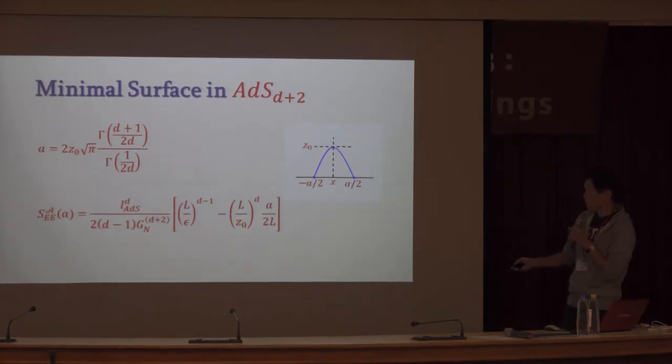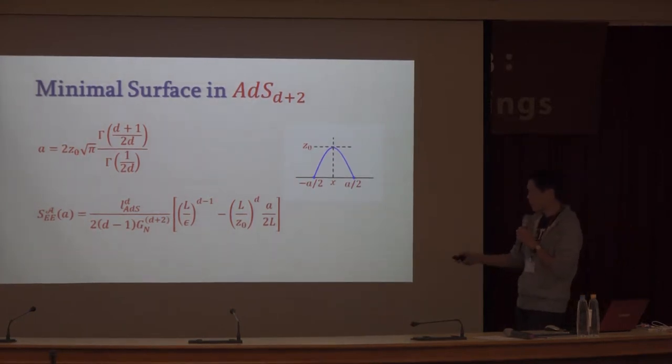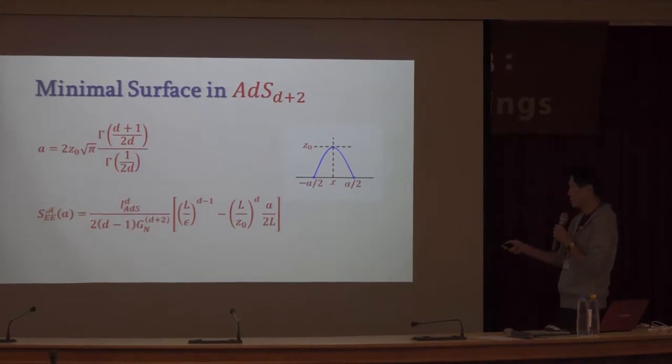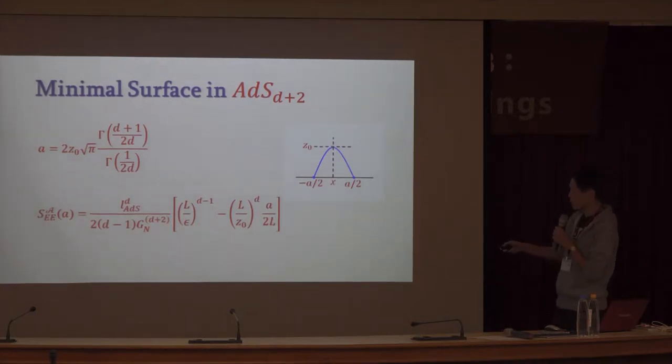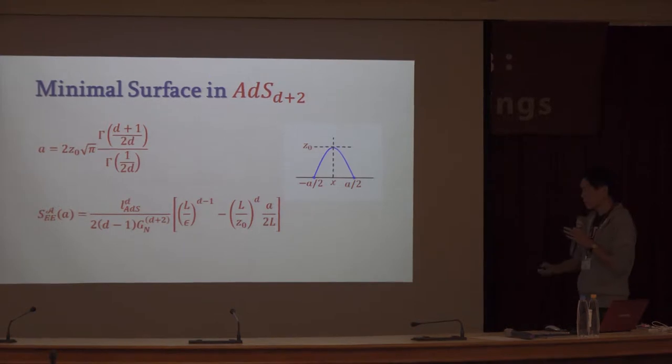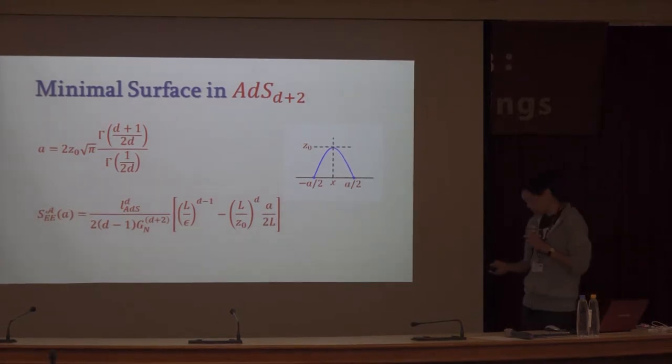And also the minimum entropy is depending on this A, on the size of this region. So it's in this way. So that's the expected structure. The first term is divergent, we know that, and that's proportional to the area of this boundary. So that's expected. And this one is the finite part. So that gives you what this HEE is.